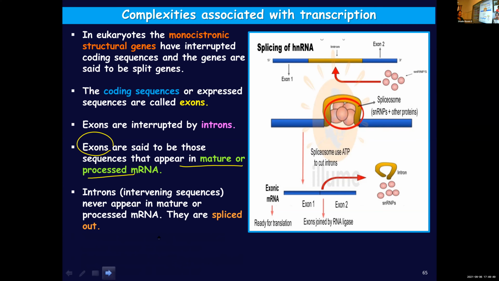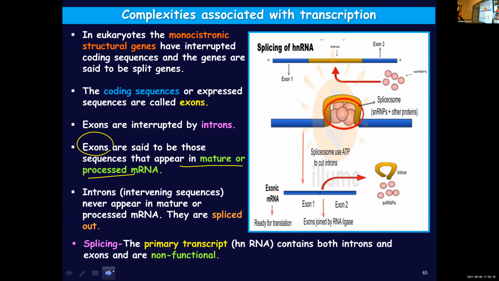Introns, easy to remember, intervening sequences or interruptive sequences. They never appear in mature or processed messenger RNA. They'll be spliced out. They'll be removed, cut off, because they are of no use. It's not having any specific function in this RNA, so it will be spliced off. So that is known as splicing.